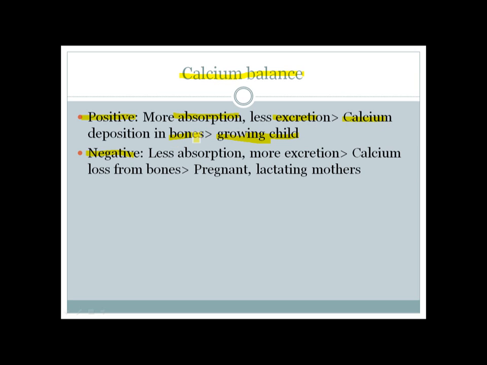Negative calcium balance can be seen in pregnant women and also lactating women. Those people lose calcium or have more excretion, maybe through the placenta or through breast milk, and less absorption in relation to more excretion. So they lose calcium from bones.